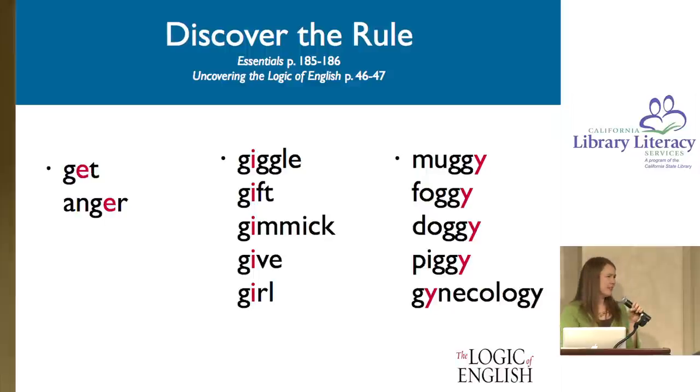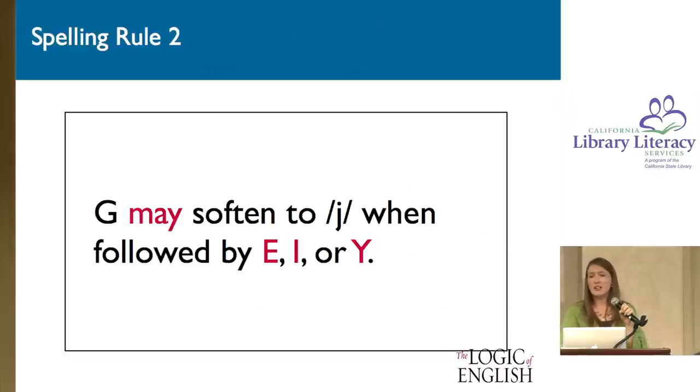Are any of you disappointed? Because I certainly was. But here's the reality. The rules need to reflect the language. G may soften to J when followed by an E, I, or Y. Does it always? So can we say always? No, we need to set up students with the correct expectation about what's going to happen.